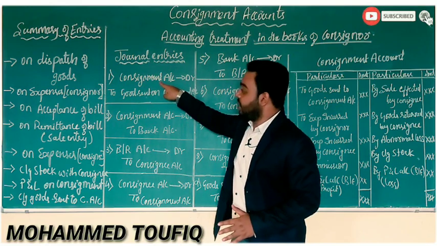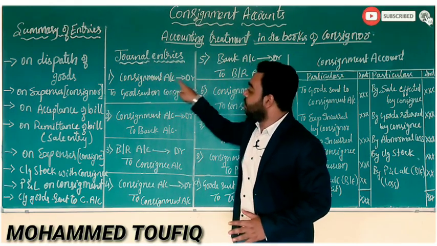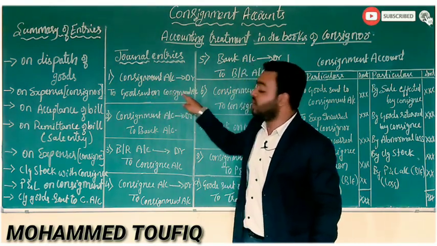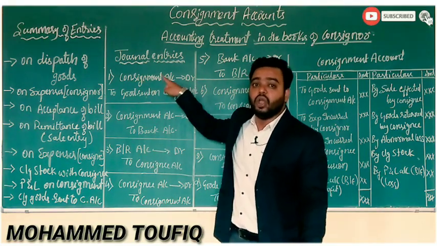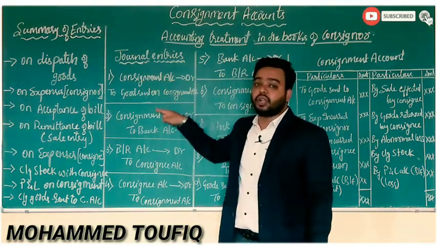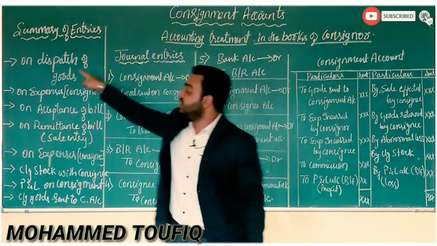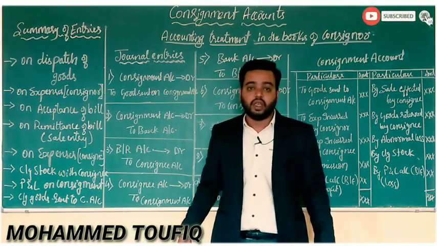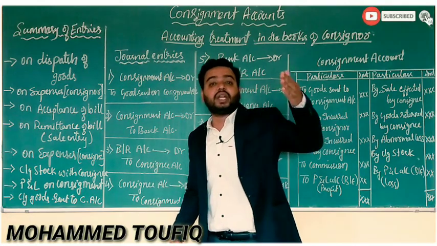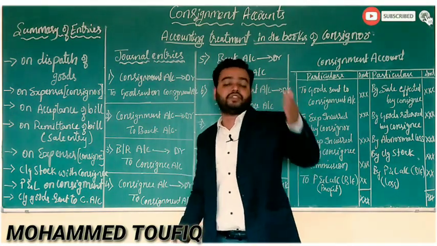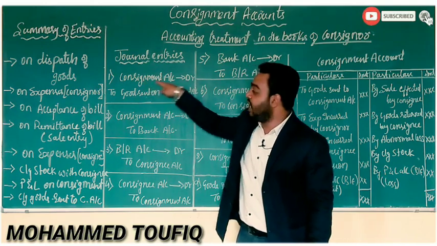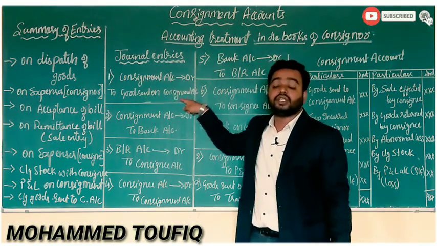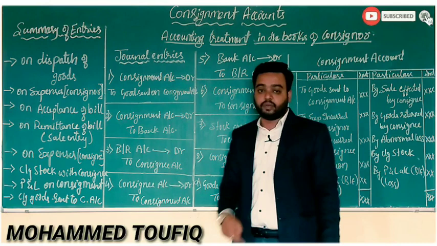The first general entry is consignment account debit to goods sent on consignment account, which is nothing but a dispatch entry where the goods have been sent to the consignee for the purpose of sale. For this you have to prepare a general entry, that is consignment account debit to goods sent on consignment account.